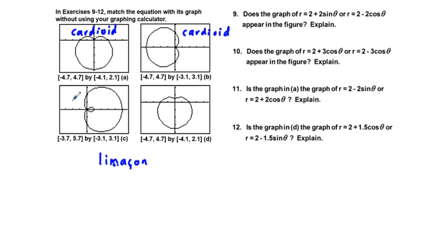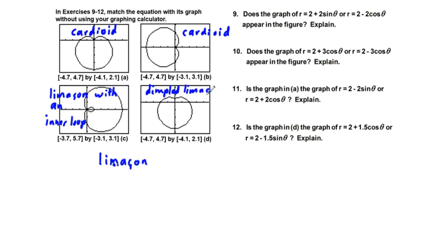And this one in the lower left, this is a limaçon with an inner loop. Okay, and then the one on the lower right, this one is called a dimpled limaçon.